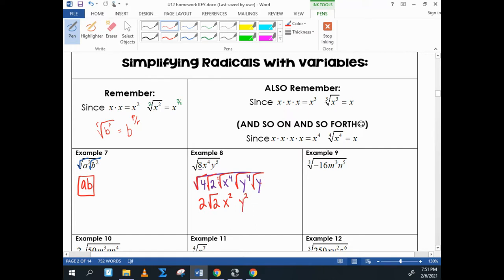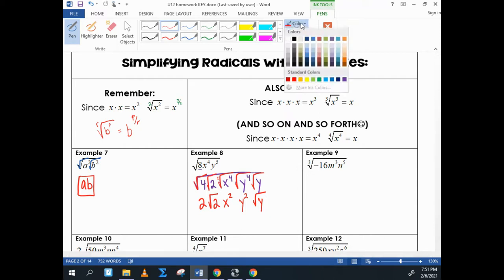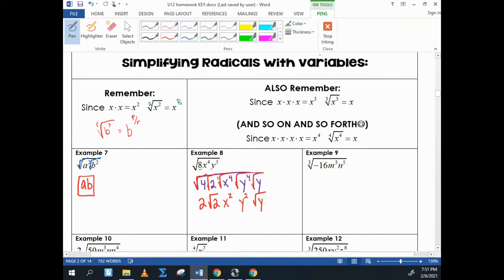However, we cannot take the square root of y. This is not squared, it's not a power of 2, so we're going to leave that y under the square root right there. All right, now our last step is to simplify this, kind of combine everything together.